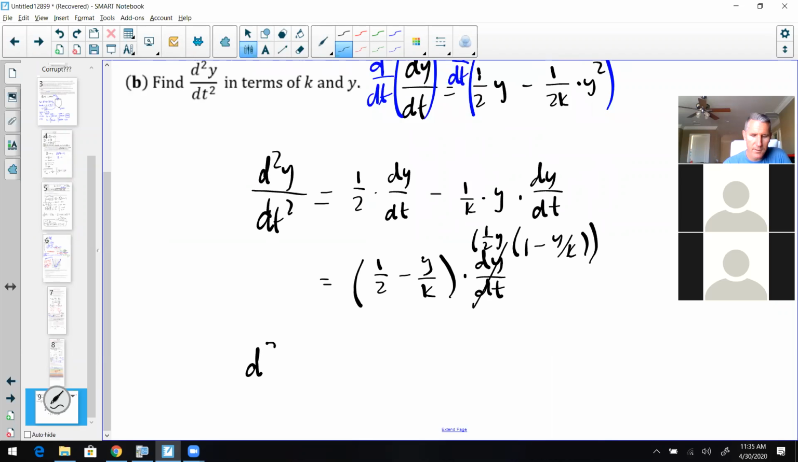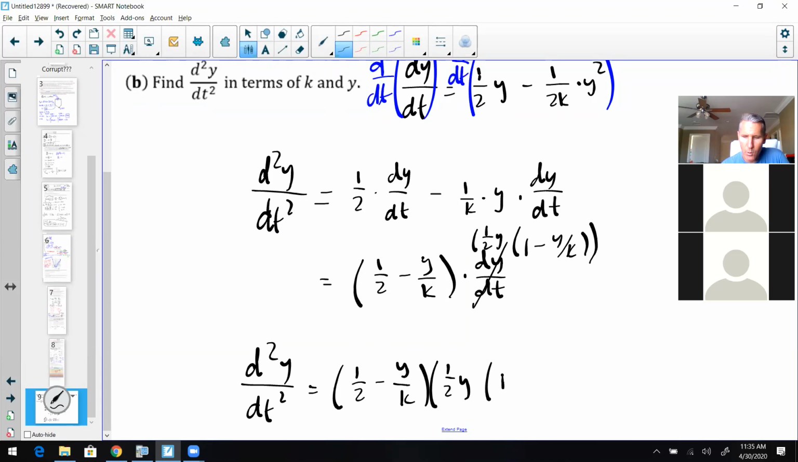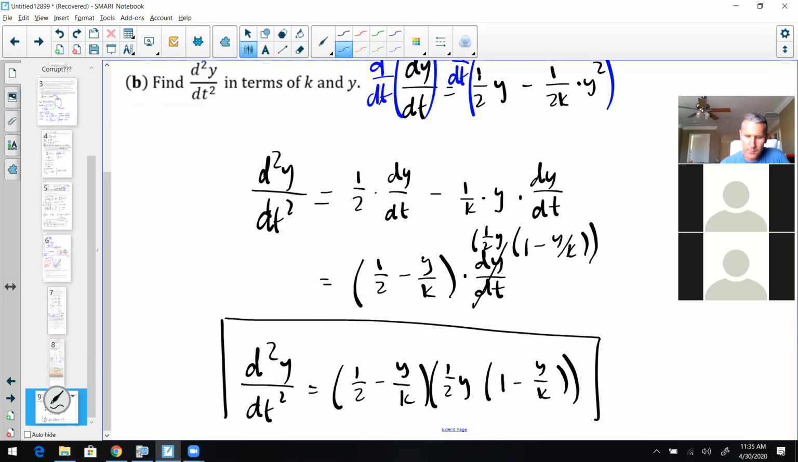Let me rewrite it. The second derivative of y with respect to t is 1/2 minus y/k times this 1/2 y times quantity 1 minus y/k. That's what I got. Now, first of all, does that make sense for you guys? Any questions with what I did there? You see how you have to use implicit differentiation?